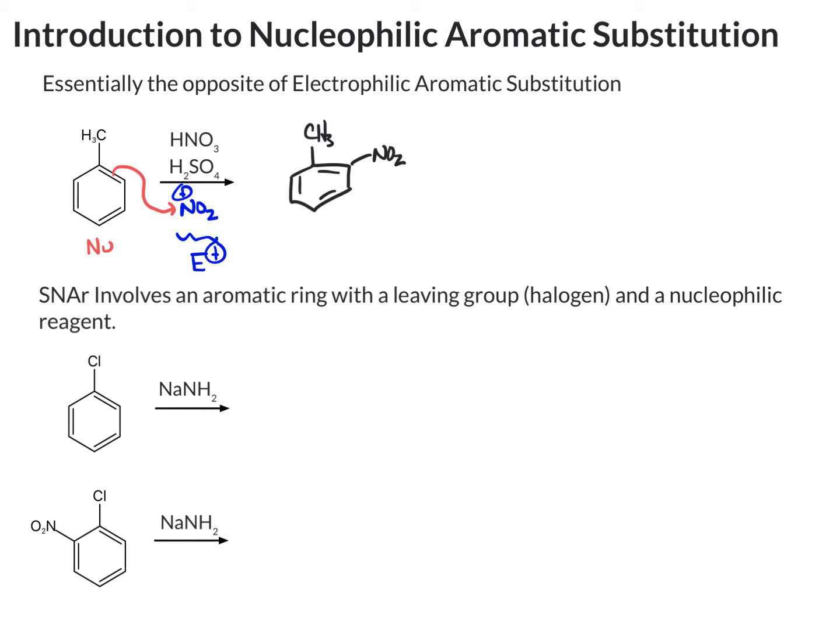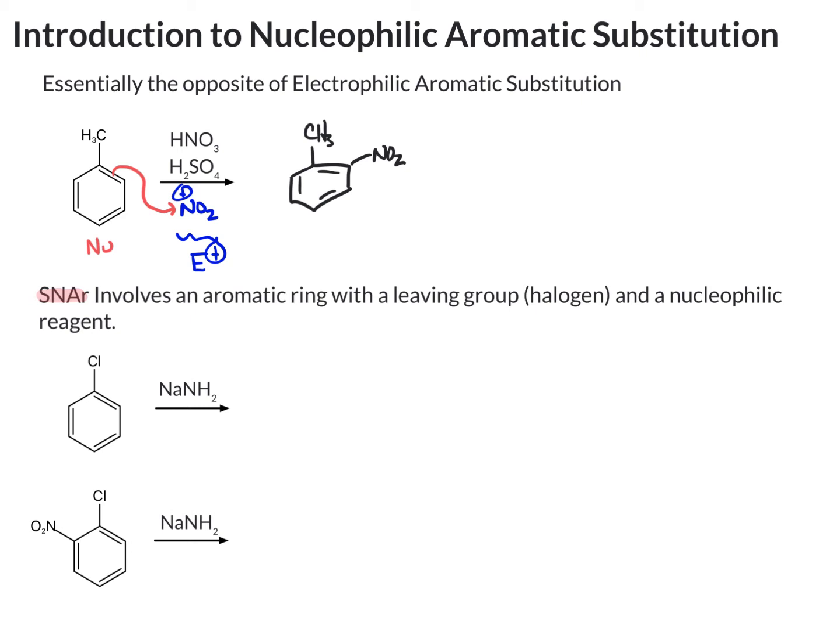In nucleophilic aromatic substitution, which is often abbreviated by this term SNAr, which stands for Substitution Nucleophilic Aromatic, this involves an aromatic ring with a leaving group, typically a halogen, and a nucleophilic reagent. So now what's going to happen, let's look at our first example where we have sodium amide, NaNH2.